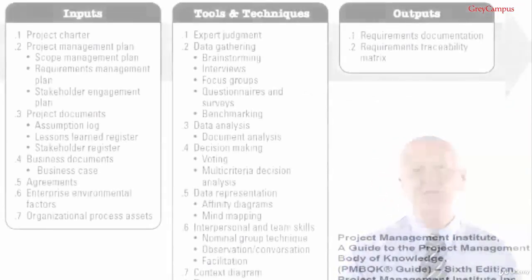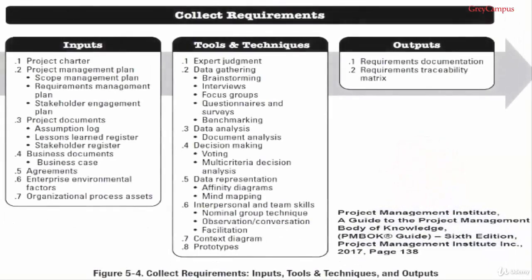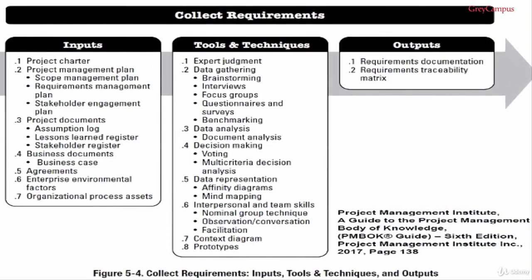We've now completed the inputs and tools and techniques for the collect requirements process, and so that just leaves the outputs. And as you can probably guess, the outputs are focused on the requirements you just collected. So output number 1 is requirements documentation. Requirements documentation describes how individual requirements meet the business need of the project. Requirements may start out at a higher level and become progressively more detailed as more information about the requirements is known. Before being baselined, requirements need to be unambiguous, measurable and testable, traceable, complete, consistent, and acceptable to key stakeholders.